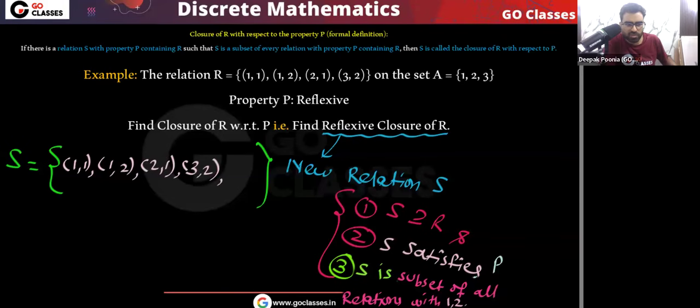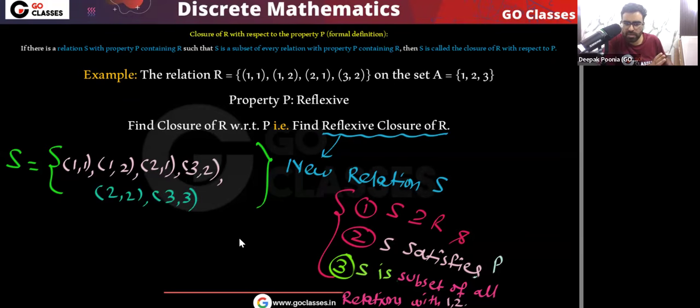Okay, now what do we need to do? This is clear that S contains R, meaning everything that R has, S also has. Second thing, S must satisfy property P. So if S must satisfy this reflexive property, then I must have (2,2), I must have (3,3). Agree? Okay.